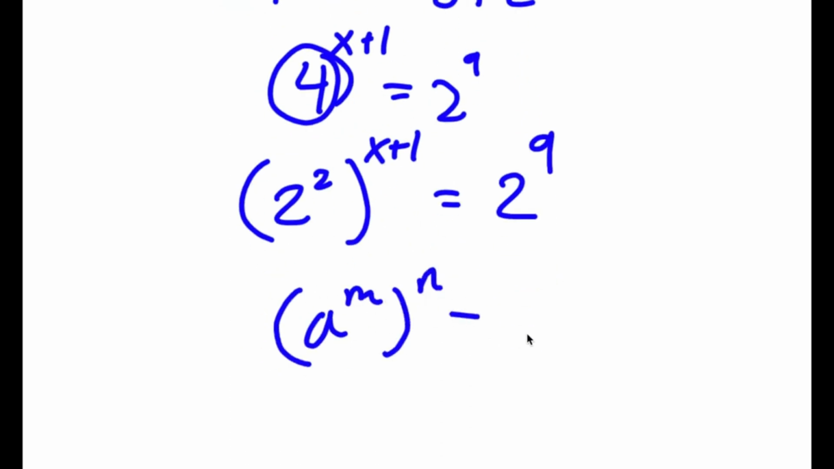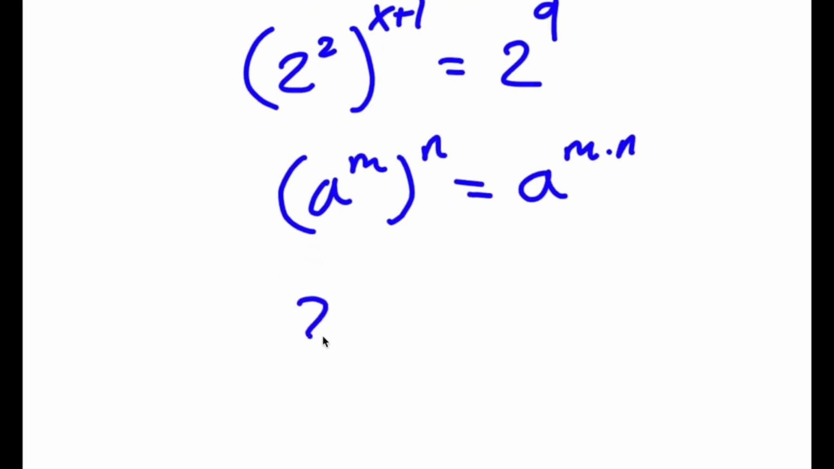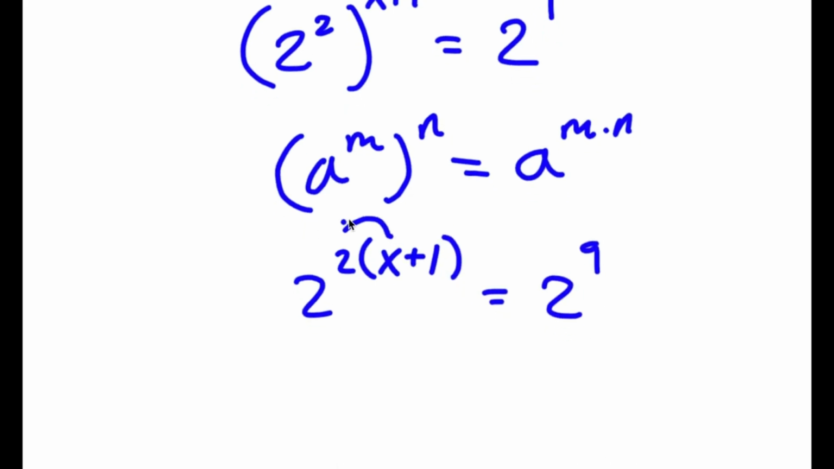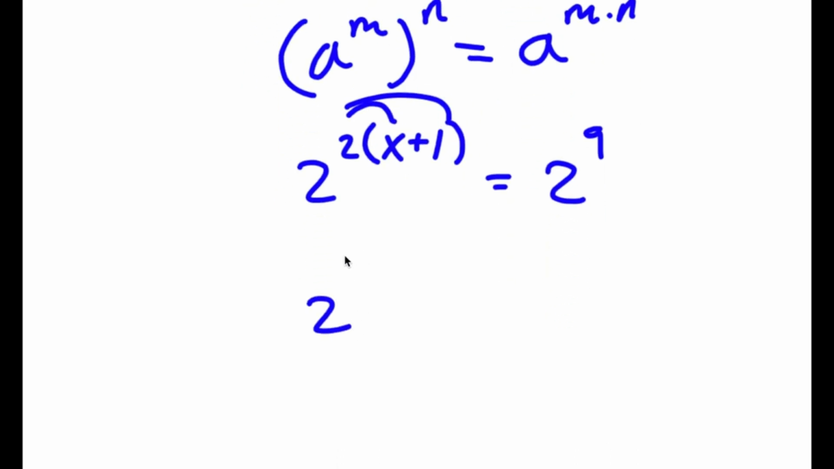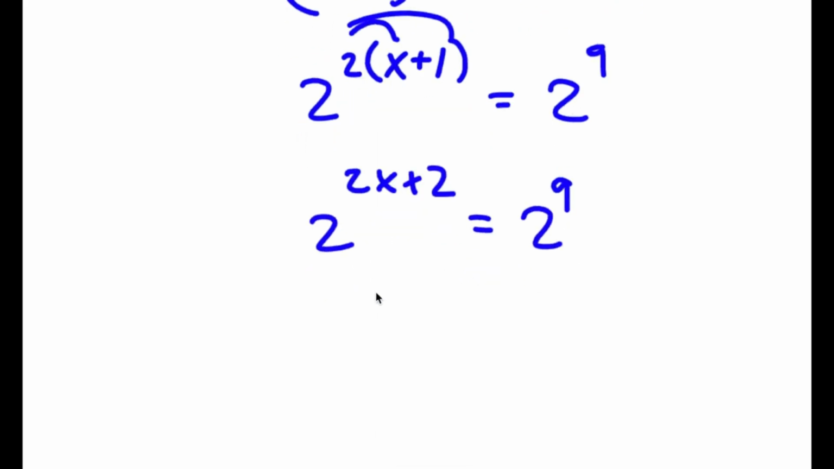Now if I have something in the form a to the power of m to the power of n, this is equal to a to the power of m times n. So 2 to the power of 2 to the power of x plus 1, that's going to equal 2 to the power of 2 times (x plus 1), which is equal to 2 to the power of 9. Now if I distribute the 2, I get 2 to the power of 2x plus 2 is equal to 2 to the power of 9.